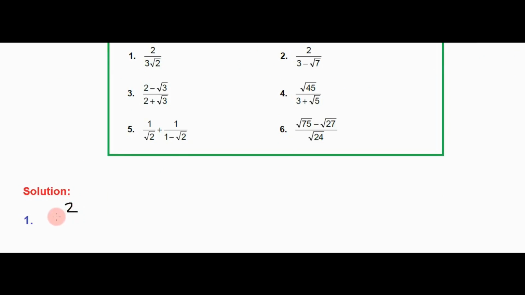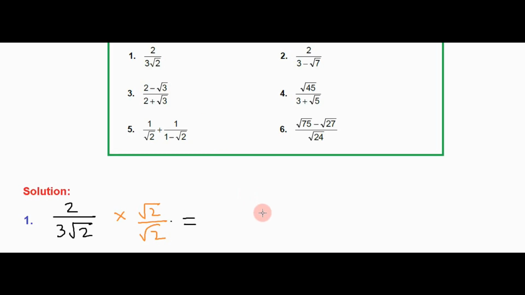Let's look at the first expression. So we have 2 over 3 times the square root of 2. Now, the denominator here is an irrational number because the square root of 2 is irrational. And we want to write this fraction with a rational denominator. In other words, we want to eliminate the surd in the denominator. So we simply multiply both the numerator and the denominator by the square root of 2. So we're multiplying the entire fraction by square root 2 over square root 2.